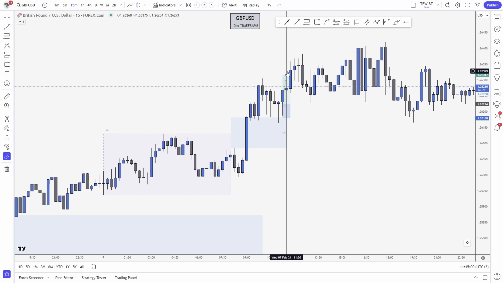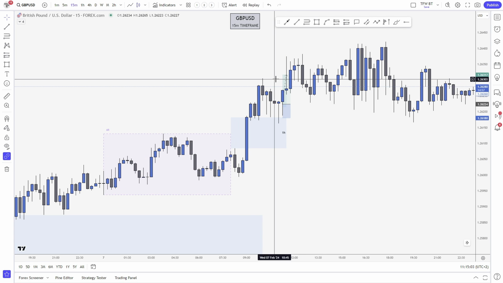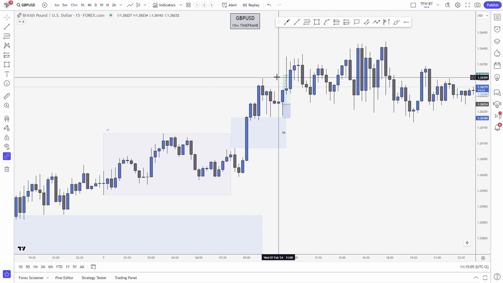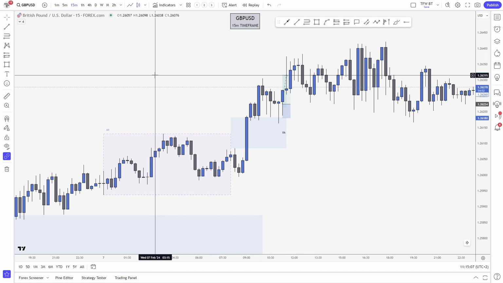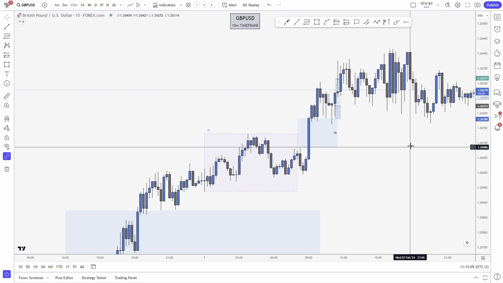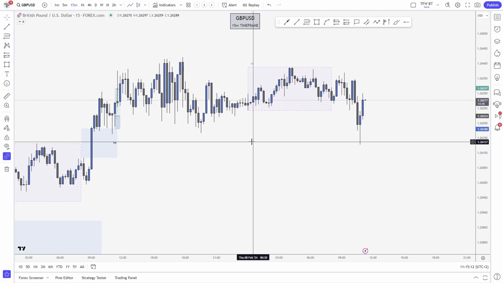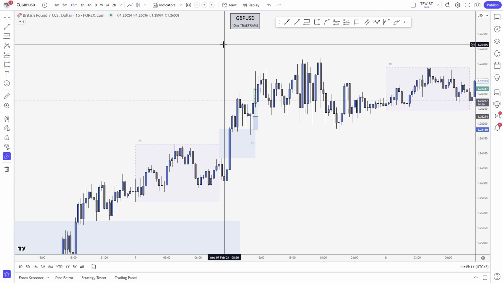So again, this 2R, half risk, covered my loss on EU. So I ended the day at break even. Then on the previous day, I have 2%. So pretty much profitable so far this week. And again, this morning, we are just chopping around.